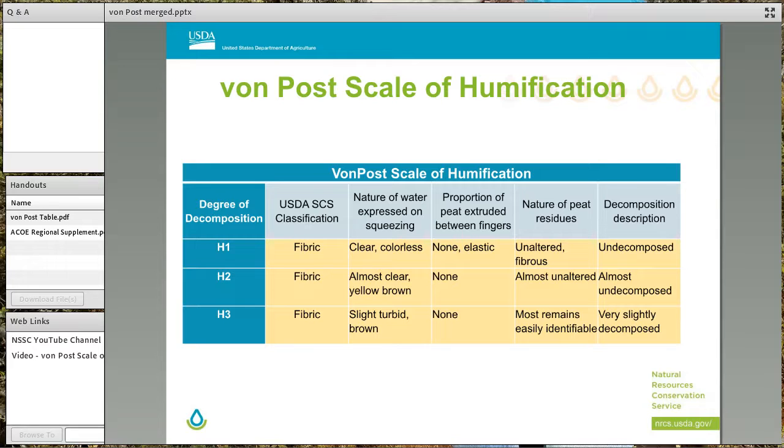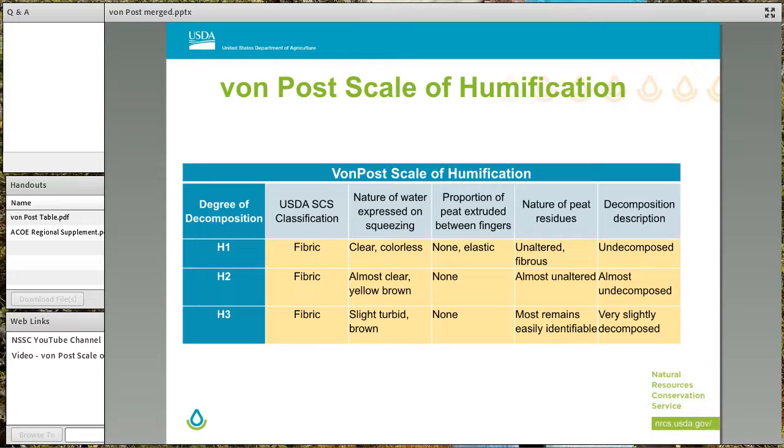Quantity of water expressed. Let's look at the H1 to H3 portion of the scale. Quantity of water expressed. Under equal field conditions, there's much more water expressed from fibric samples than hemic or sapric. The comparison is an equal weight-based comparison.